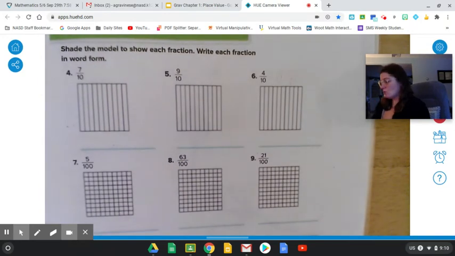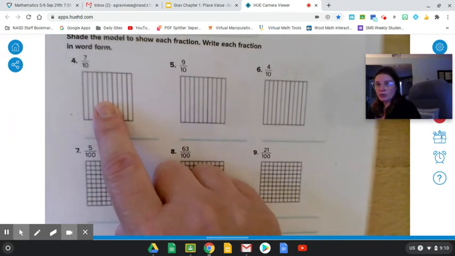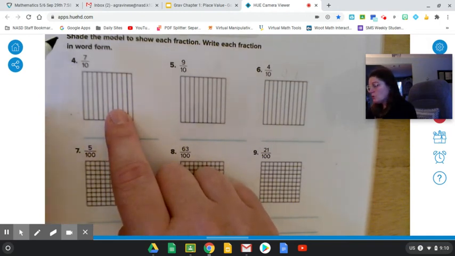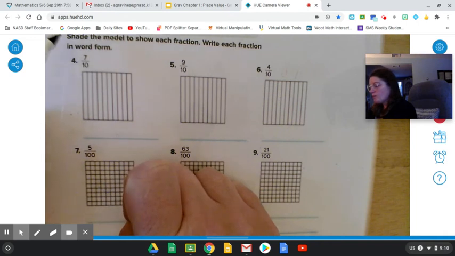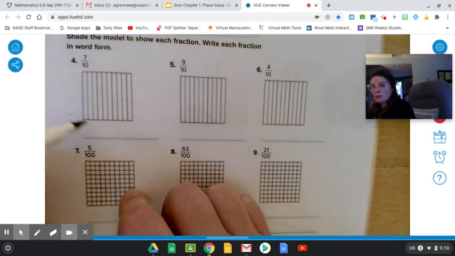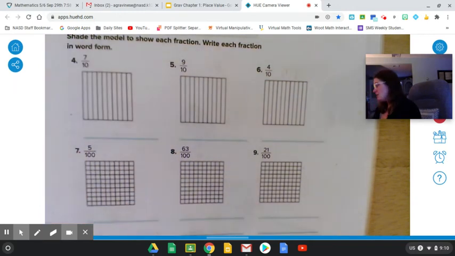All right. So this lesson is all about modeling fractions and decimals. So let's take a look at these different fraction grids and shade some of the fractions that we see. The directions say shade the model to show each fraction, write each fraction in word form. So the first model we see is a tenths frame. This has been split up into 10 equal pieces. The denominator of our fraction is 10, which is why we're using a grid that is into 10 equal pieces. We need to shade in 7 of those tenths. So let's go ahead and do that.